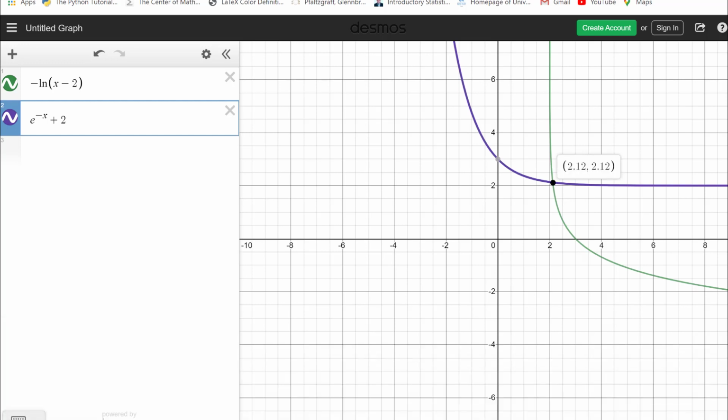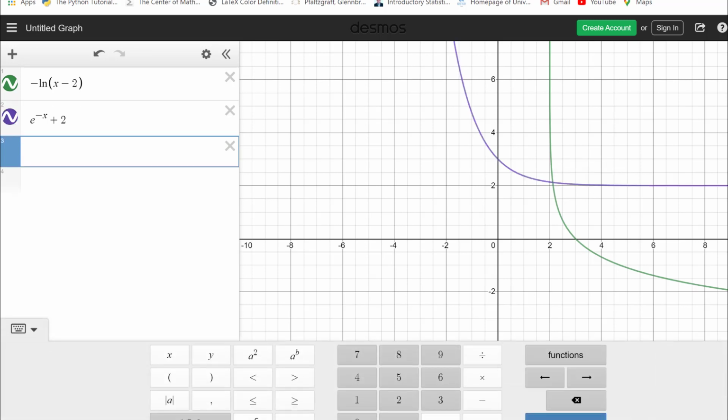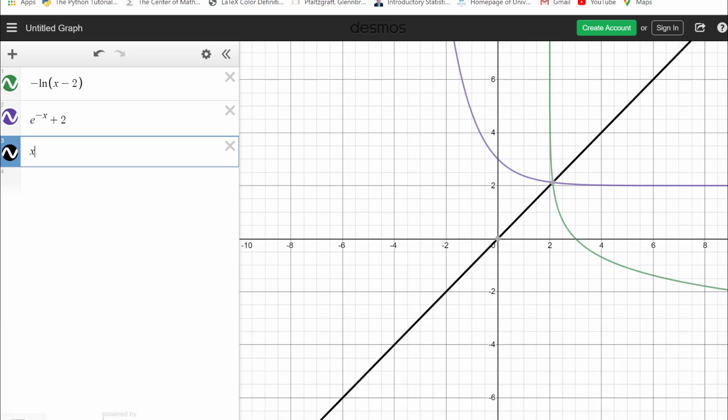And we can see they do intersect, but these graphs are mirror images of one another across the line y equals x. That's how we know they are inverses. There's your graph, the black line, y equals x. And so because they're mirror images over the line y equals x, we can see that the natural log and the exponential are inverses of one another graphically.